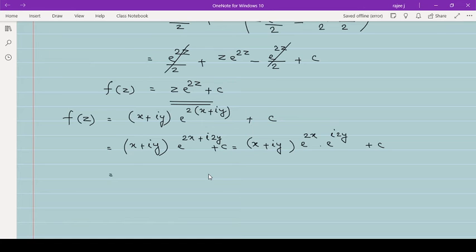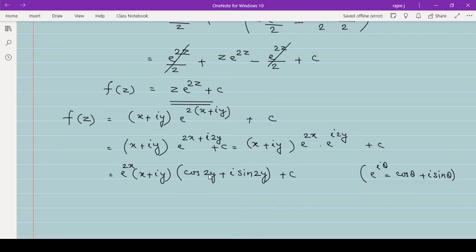Now this is equal to x plus iy into e raised to 2x, the real part here, e raised to x in this one. Now this is the e raised to i theta form. We know e raised to i theta is cos theta plus i sin theta. So here this will be replaced using that, so that is cos 2y plus i sin 2y.